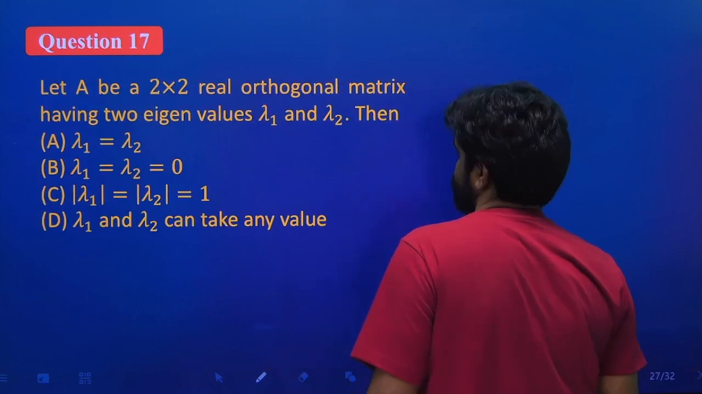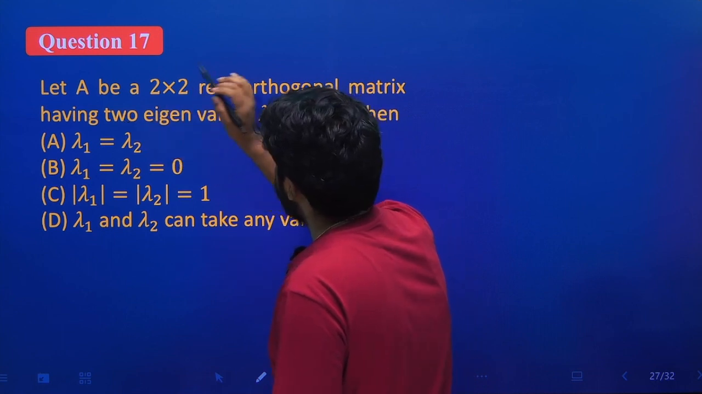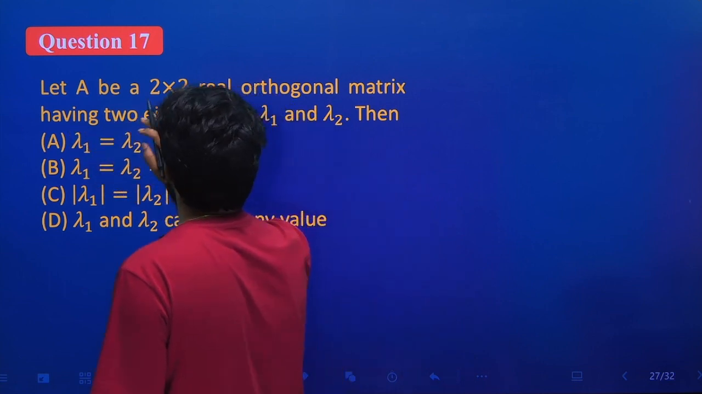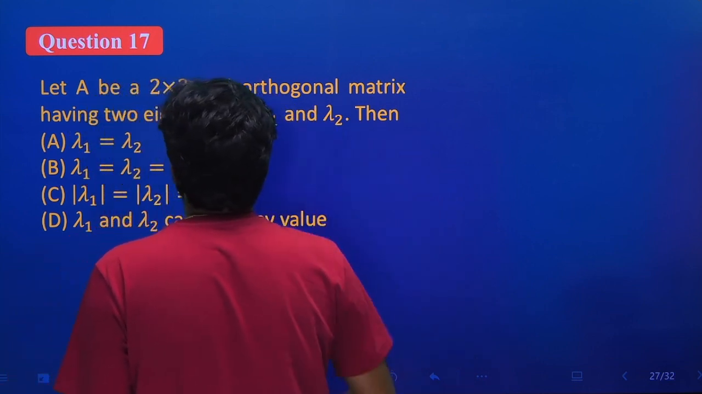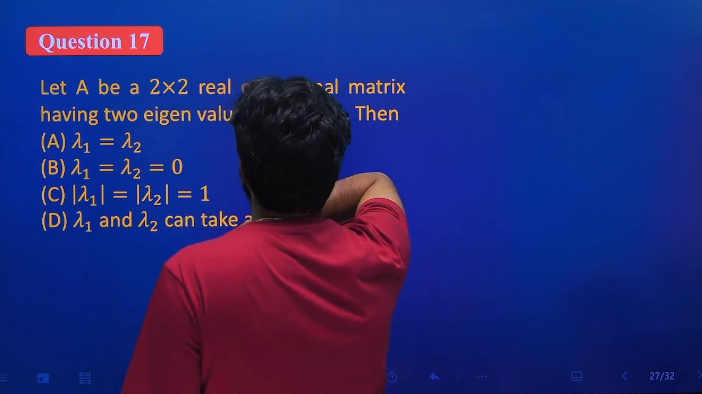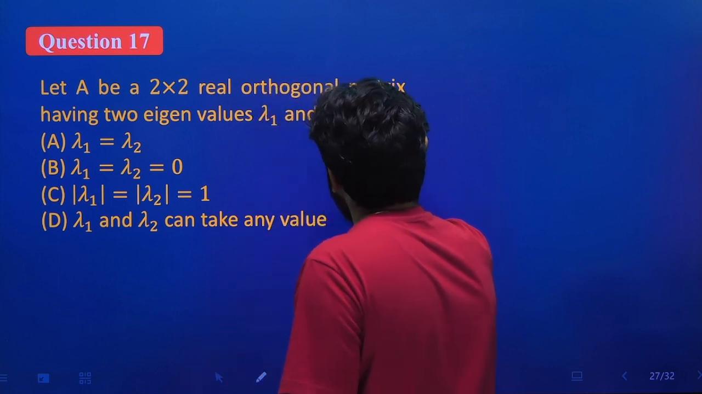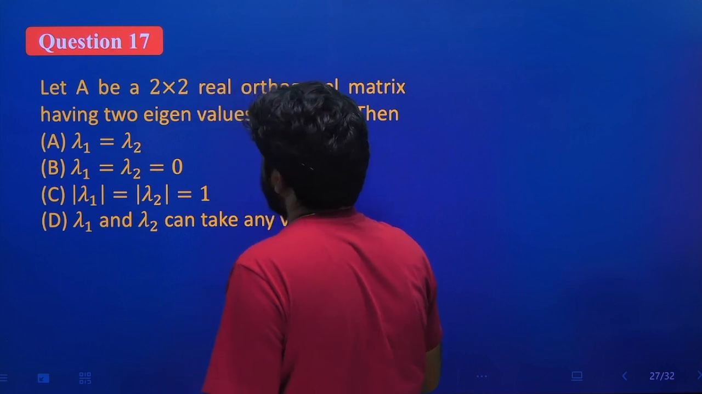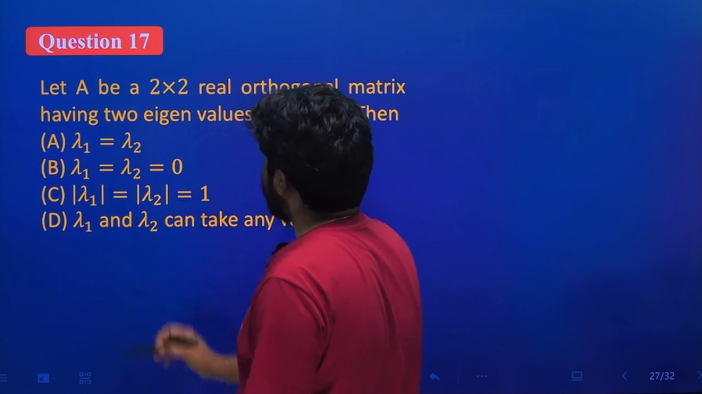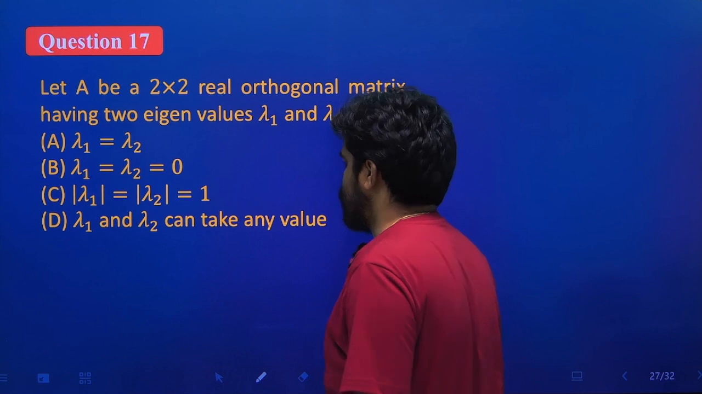Okay, so next problem, already discussed it. Let A be a 2x2 real orthogonal matrix having two eigenvalues lambda 1, lambda 2. Then lambda 1 is equal to lambda 2, lambda 1 lambda 2 is equal to 0, determinant of lambda 1 is equal to determinant of lambda 2 is equal to 1, or lambda 1 lambda 2 can take any value.